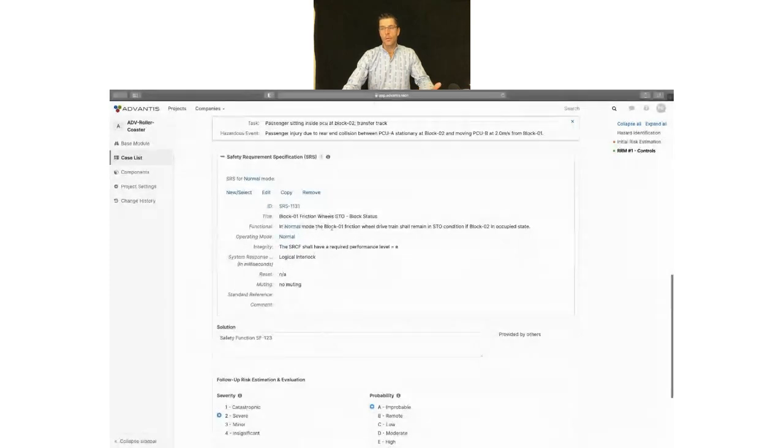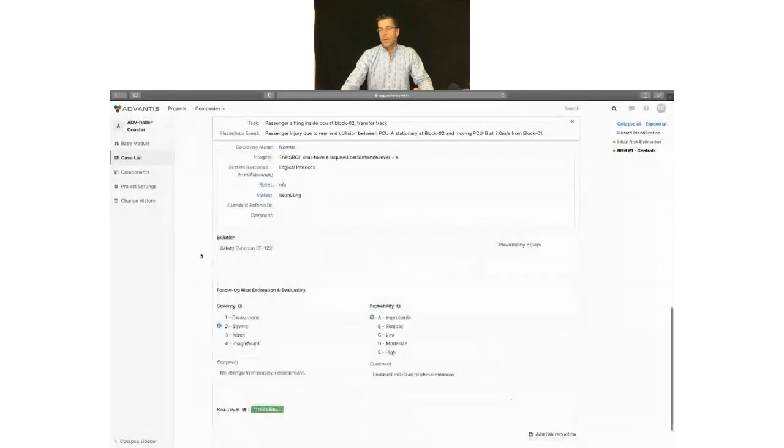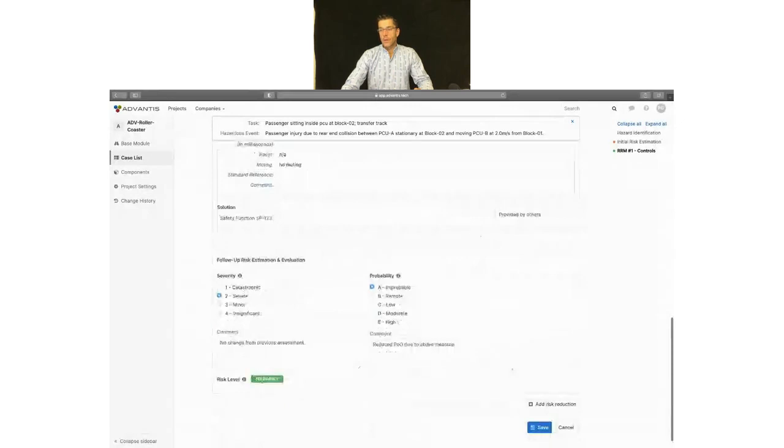So in normal mode, the block 1 friction wheel drivetrain shall remain in STO. That's a safe torque off, is what that means. So it has to remain in off condition if the block ahead, block 2, is in occupied state. So with this, a skilled, trained controls engineer knows how to design this. He better. And then here's the follow-up, and we are in the green. And with that, I switch back to the presentation.